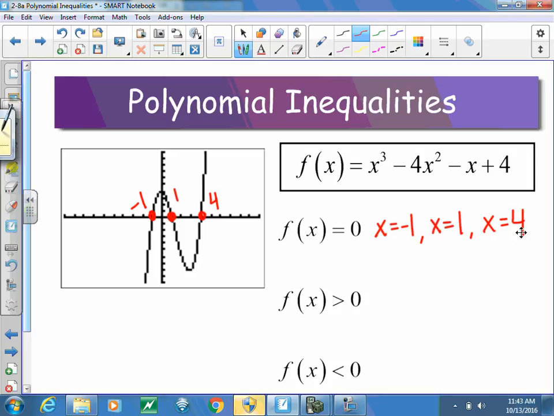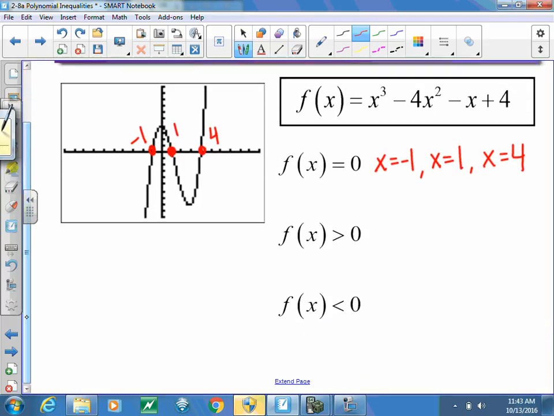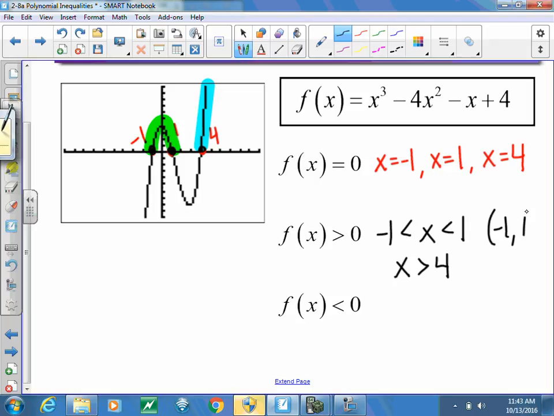Now if I want to look to see when our function is going to be greater than 0, I'm going to look to see where I am above my x-axis. And I am above my x-axis in 2 separate places here. I am above the x-axis from the interval of -1 to 1, so when x is greater than -1 but less than +1. I also have the interval from 4, which is going to be increasing, so when the values of x are greater than +4. If you wanted to use interval notation, -1 to 1 and 4 to positive infinity.